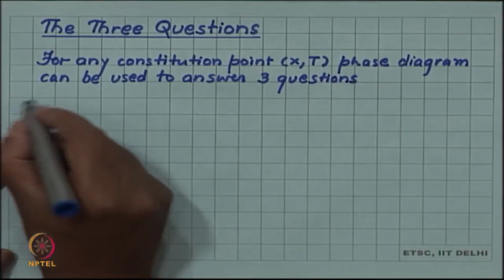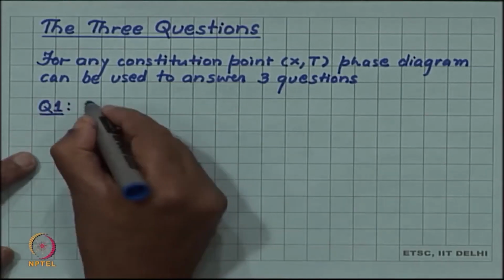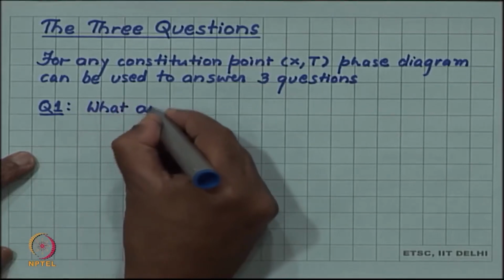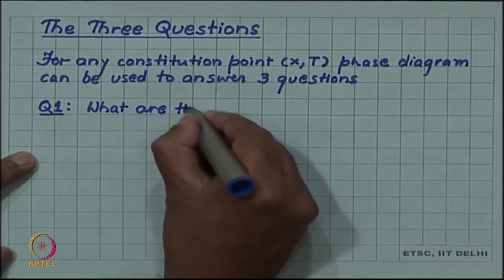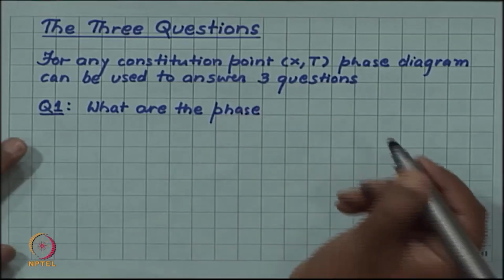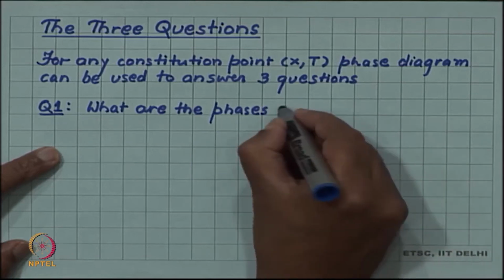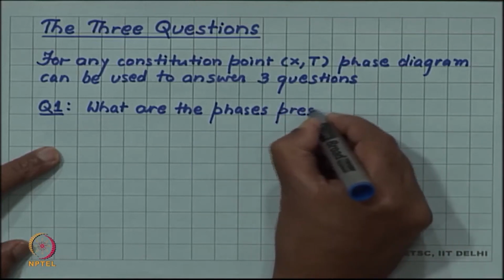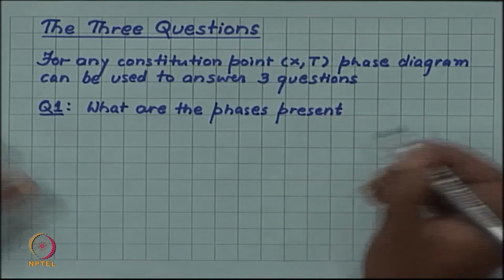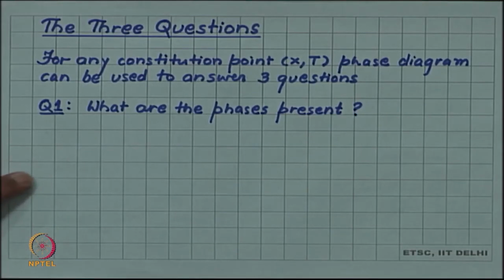And what are those questions? So, let us write that down. Question 1, what are the phases present? So, for that alloy at that temperature, what are the phases present in equilibrium? This obviously is the first job of any phase diagram, that with the help of the phase diagram we can find what phases are present in equilibrium for any given composition and temperature.